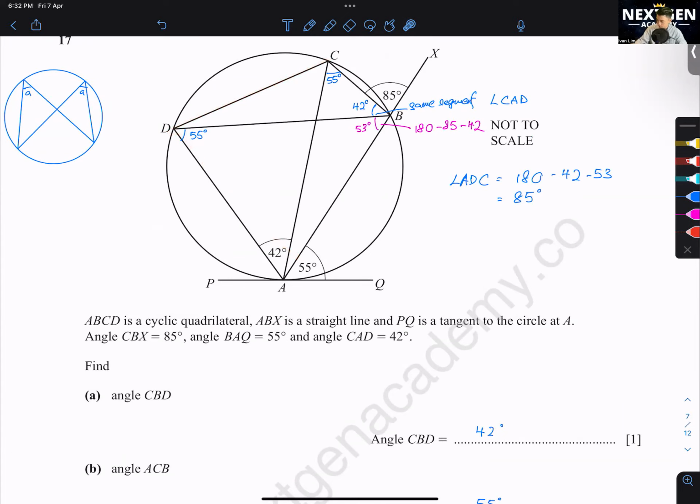If this entire thing is 85, can I find this small part here also? 30 degrees, right? Because 85 minus 55. That one is angle BDC. Maybe it has some use, so we just write it down first. 85 minus 55 is 30 degrees. Okay, next one.